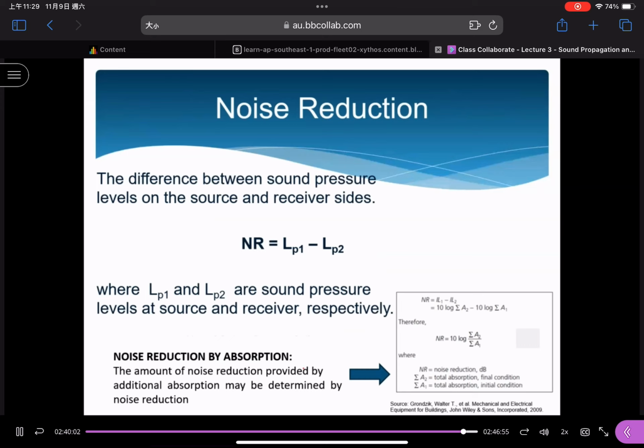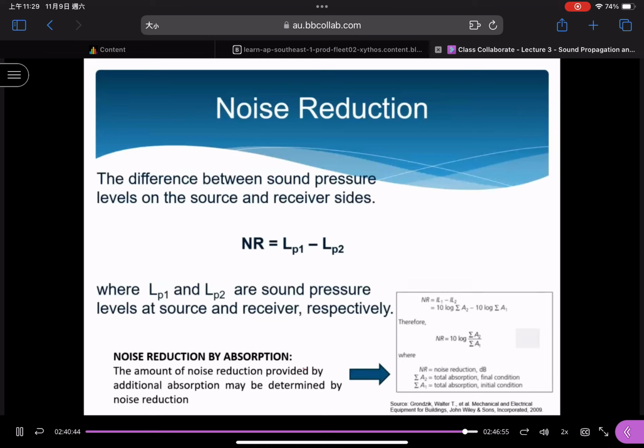And finally, this is the noise reduction. Please pay attention. Noise reduction is different from insertion loss. When you refer to the definition, it just compares the difference between the sound levels at the source and the receiver. But sometimes when you refer to some reference books, they could just write noise reduction by absorption. Let's say when we measure inside a room, before installation of absorptive material and after installation of absorptive material, they also call this the noise reduction effect.